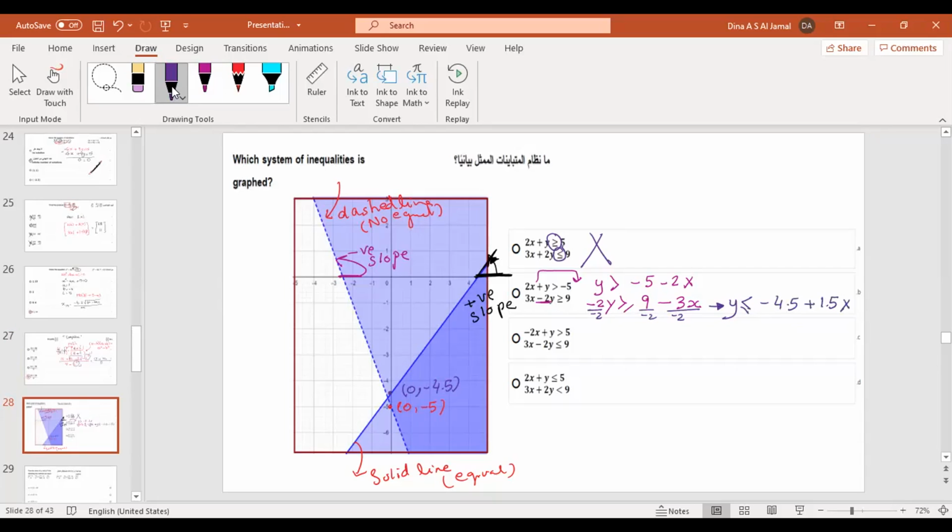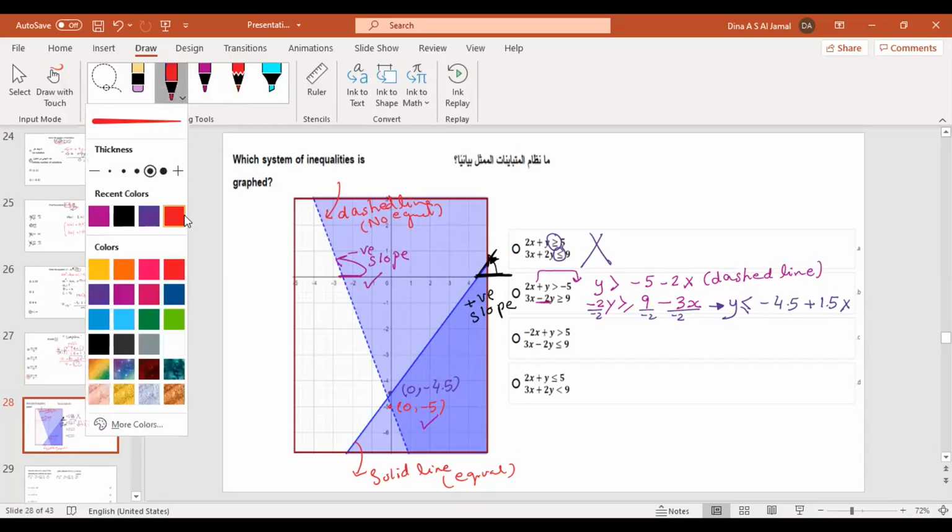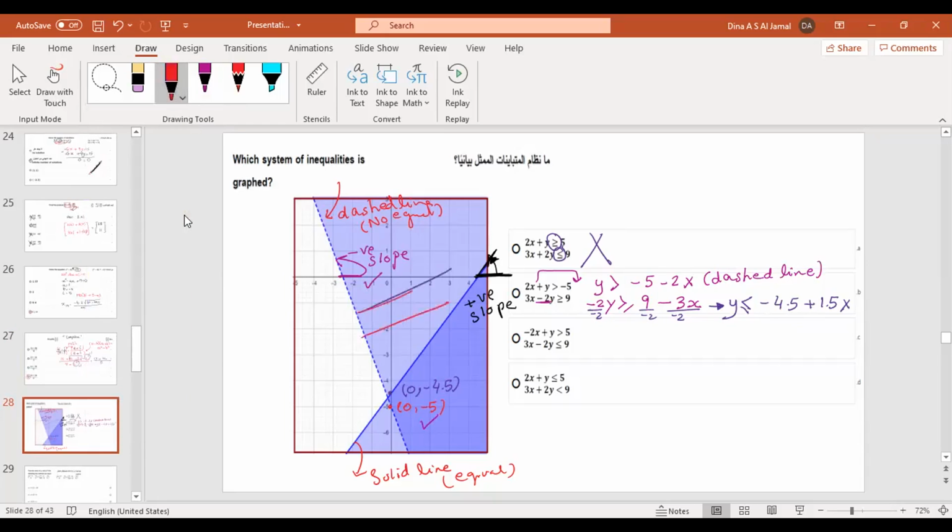Now let's check this one. Here I have a dashed line, I have -5 as the y-intercept, so it worked, and I have a negative slope. So let's check the shading. The shaded area is in the upper part. That means it is bigger, that means it is above.